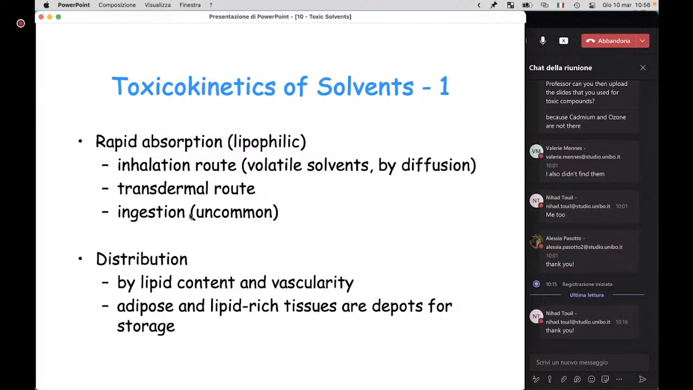Of course, distribution is also impacted by lipophilicity. So distribution depends on the blood amount going to the specific organ, and also depends on lipid content, because we know that lipophilic compounds are stored in fat tissue and any fat part of any tissue. Of course, fat tissues are the elective depot or storage tissues for solvents.